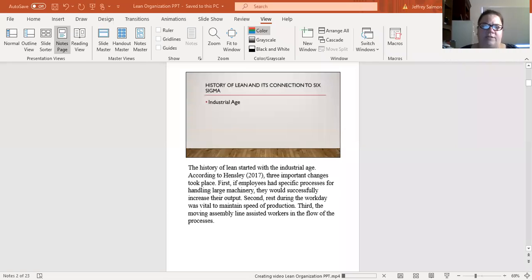Lean Organization by Jennifer Salmon. The history of Lean started with the industrial age. According to Hensley, three important changes took place. First, if employees had specific processes for handling large machinery, they would successfully increase their output. Second, rest during the workday was vital to maintain the speed of production. And third, the moving assembly line assisted workers in the flow of processes.